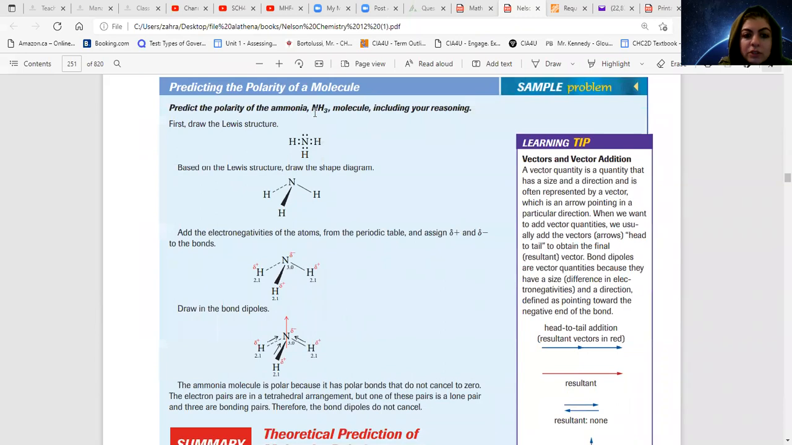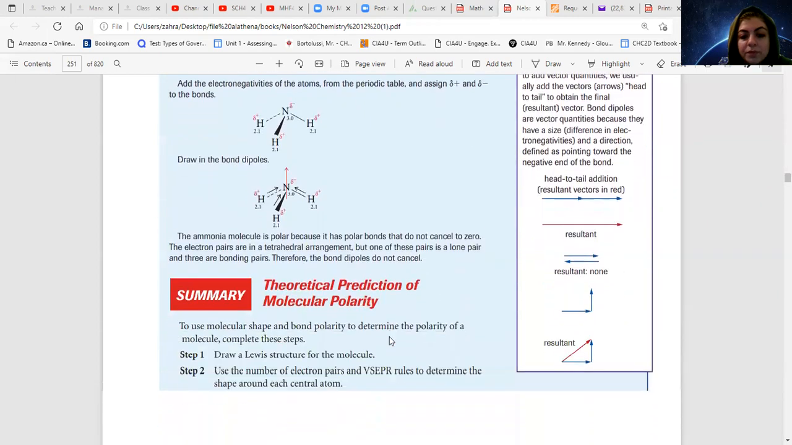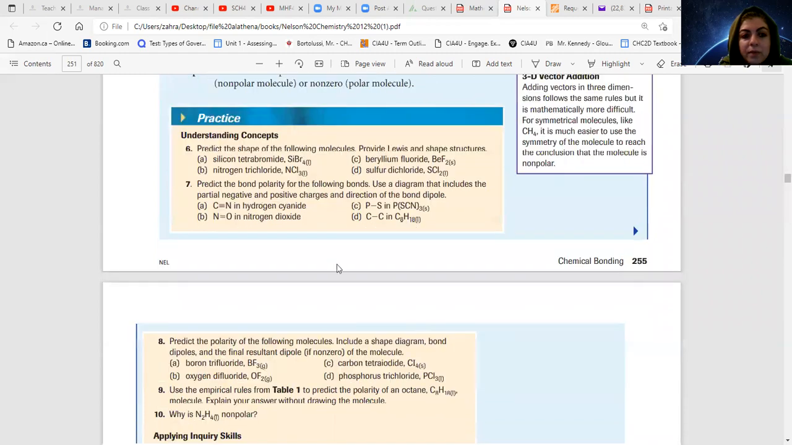Now NH3. We know that NH3 has this shape. We have one lone pair on N, that's why it's not flat. Electronegativity of N is 3 and for H is 2.1, a difference of 0.9. So the bond is polar. We have to check the symmetricity. Since we have a lone pair of electrons on the N, it's not going to be symmetric and it pushes the bonds down. So these vectors are not going to cancel each other. That's why this is polar. For practice, you can do question number 6 and 7.